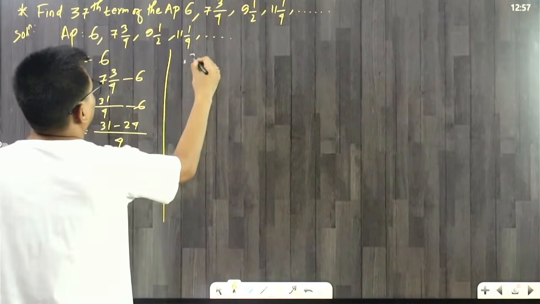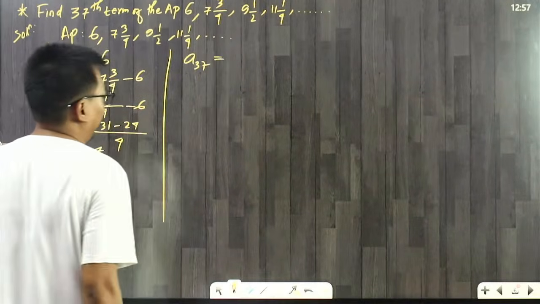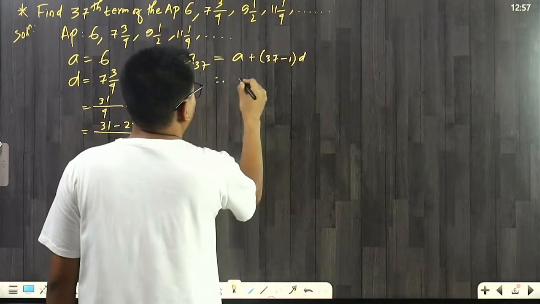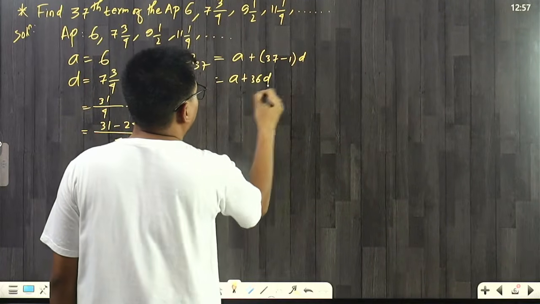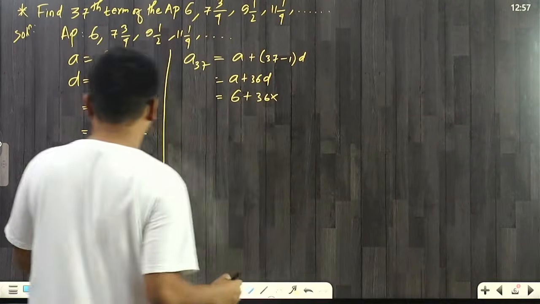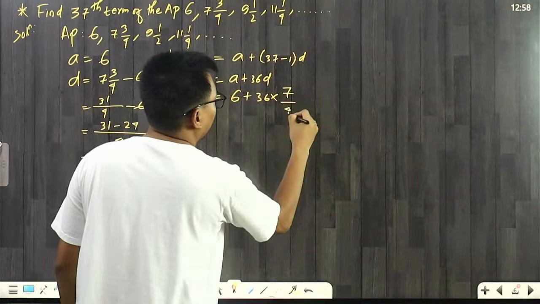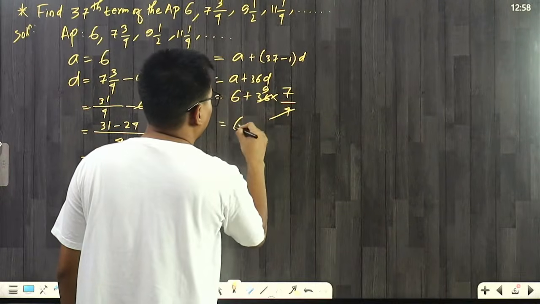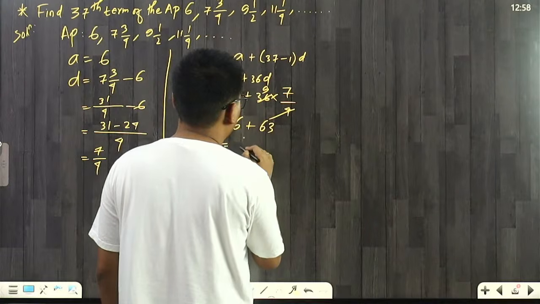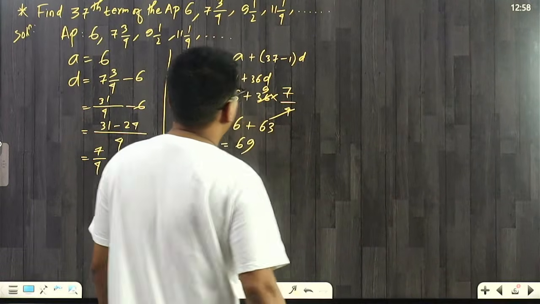Let's check the 37th term, which is A37. A37 will be A plus (37 minus 1)D, which is equal to A plus 36D. How much is A? 6 plus 36 into D. D is 7 by 4. So 4 into 9, 6 plus 7 into 9 is, I'm getting 69.